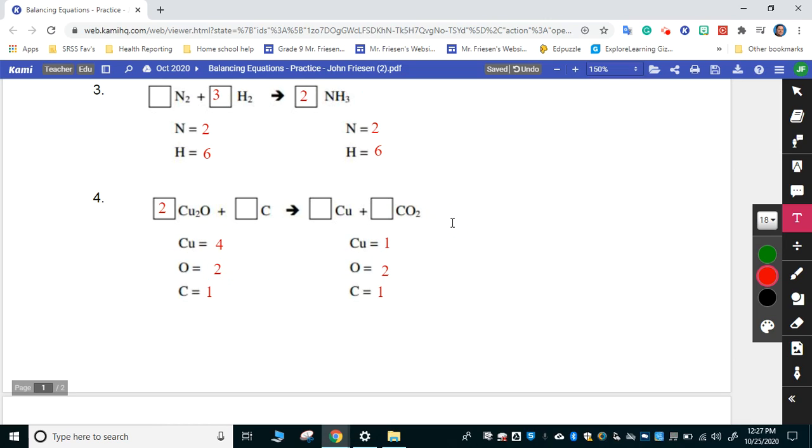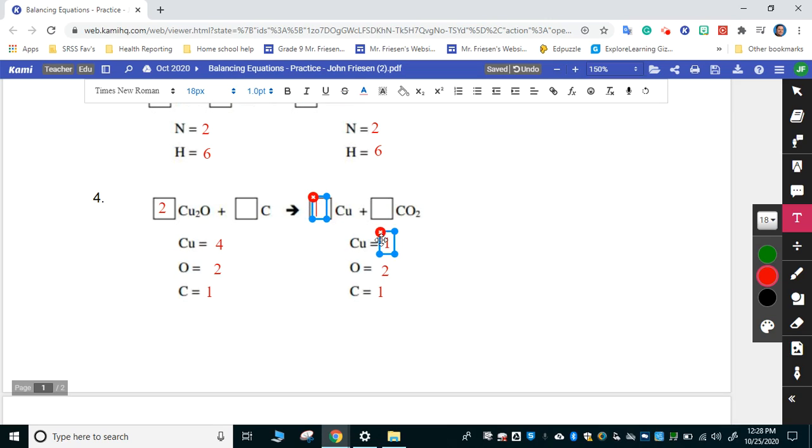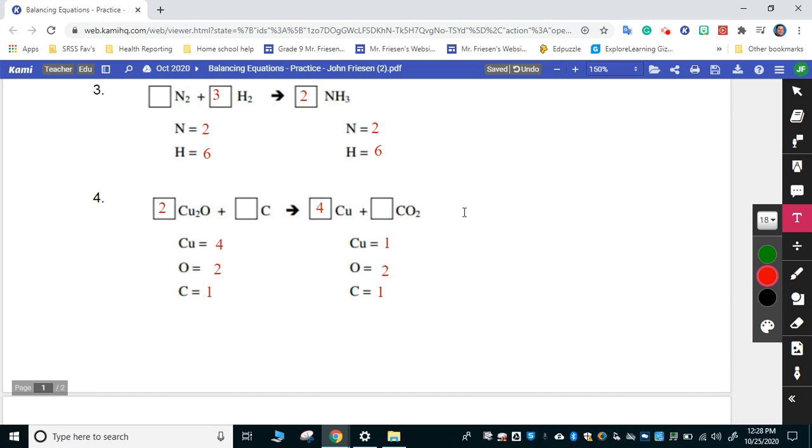What can we do to make it balanced? We can go to this side of the equation and we can add in, okay, what times 1 equals 4, right? A 4. This is now a balanced equation, okay?